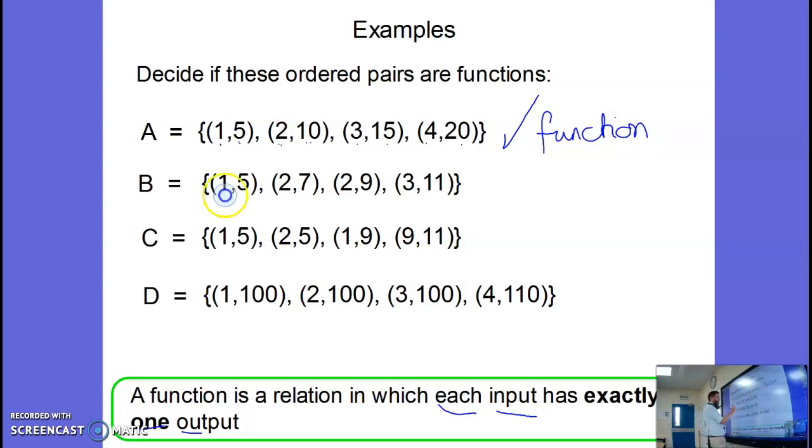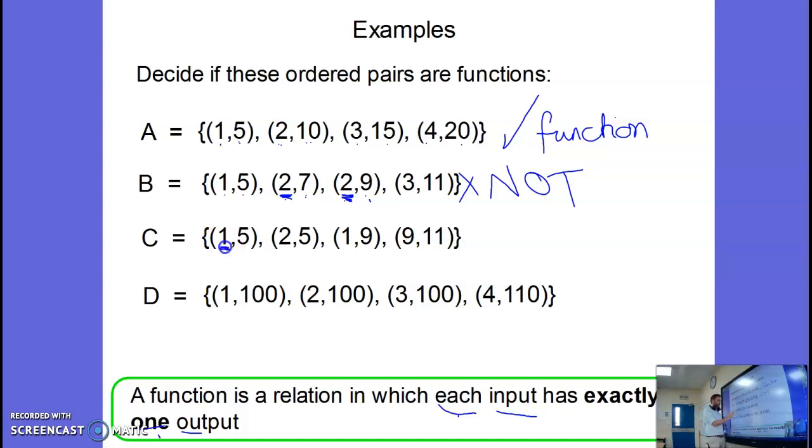Here, 1 has 5, 2 has 7, 2 could also be 9. Well, has each input got exactly one output? No. The input of 2 goes to 7 and 9. This is not a function. And 3 goes to 11. We've already decided it's not.